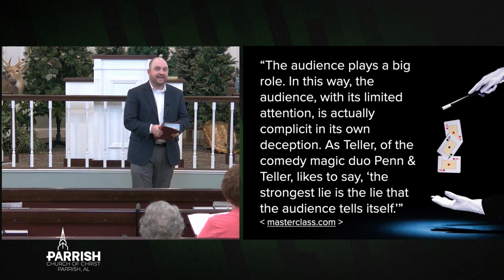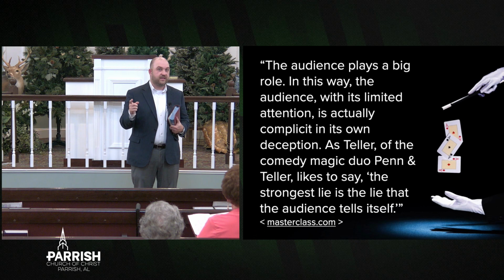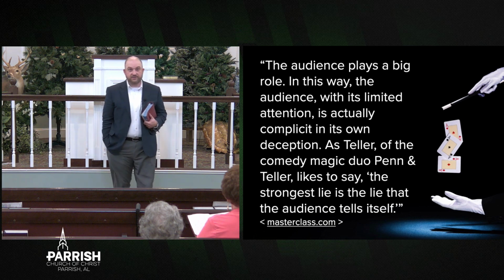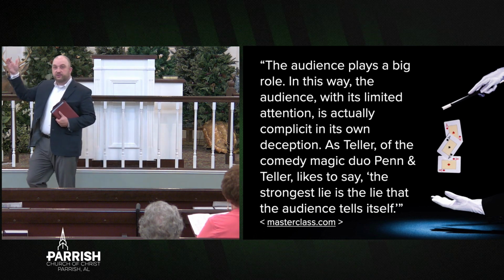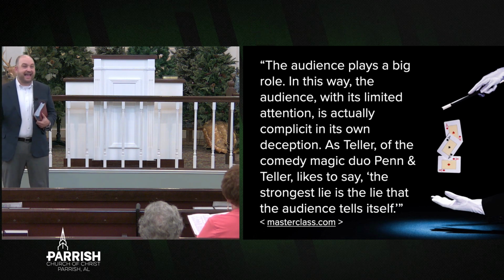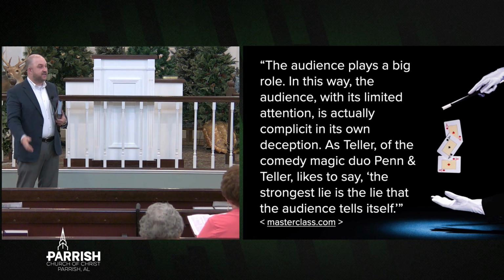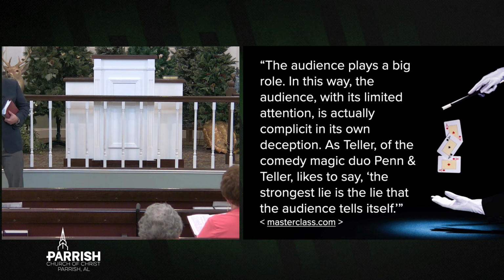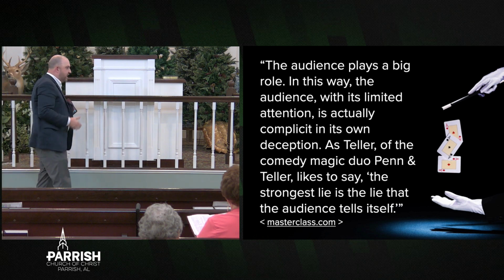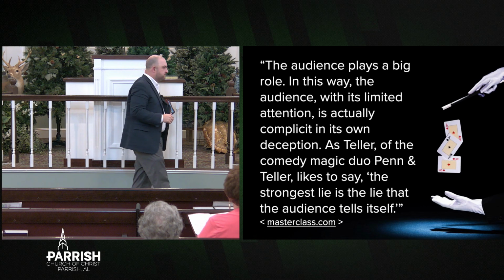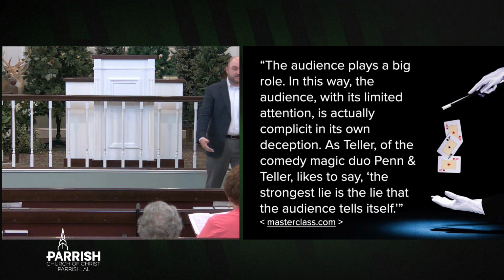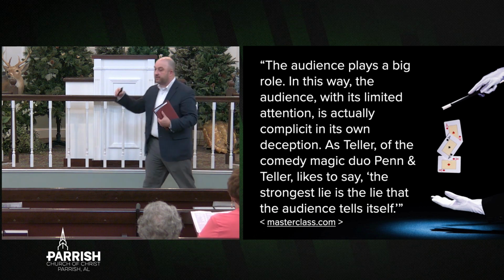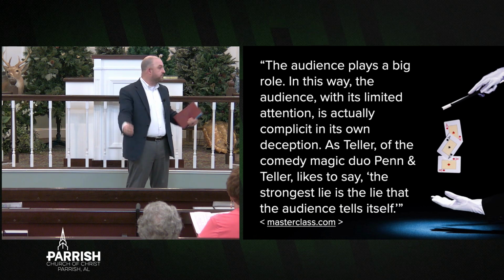And so here's what they say. The audience plays a big role in this way. The audience, with its limited attention, is actually complicit in its own deception. As Teller likes to say, obviously he's the only one who would say this because Penn doesn't talk, the strongest lie is the lie that the audience tells itself. The strongest lie is the lie the audience tells itself. They might come in thinking, we can figure this out. We'll study carefully. We're not going to be tricked. We're going to focus. All those thoughts keep building and building, and they keep lying and keep being deceived, and it keeps compounding until the magician reveals you've been duped.